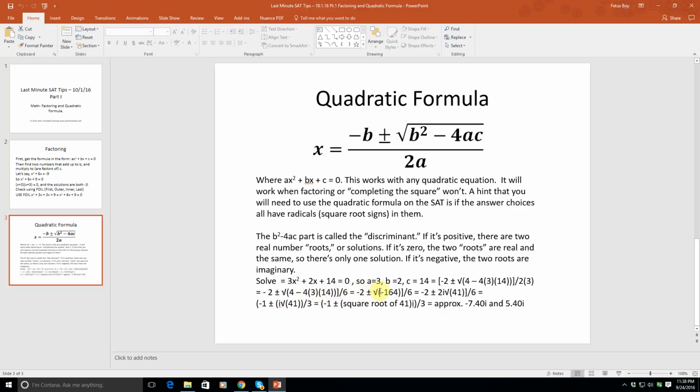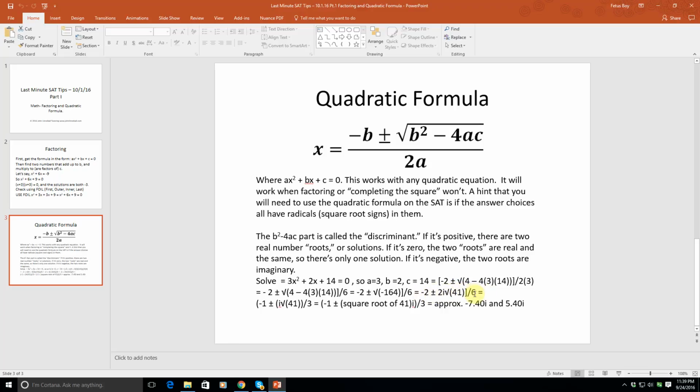So we have negative 2 plus or minus the square root of 4 times 3 times 14 over 6, which is negative 2 plus or minus the square root of negative 164 over 6, which is equal to negative 2 plus or minus 2i times the square root of 41. Now, where did the square root of 41 come from? I just factored out 4 and 41. 4 times 41 is 164. The square root of 4 is 2, so that just becomes 2. And then i is the square root of negative 1, so you end up with 2i times square root of 41, which we can't simplify, over 6.